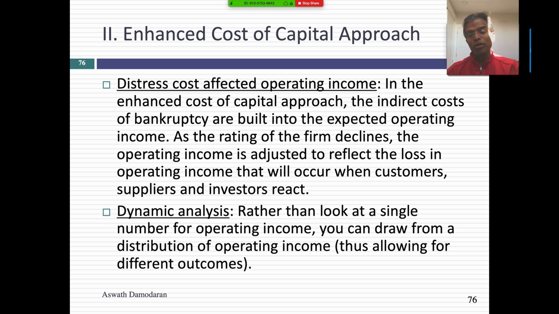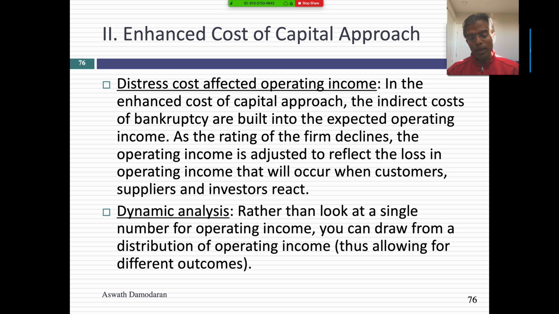Yes, there's an approach called the enhanced cost of capital approach. And there are two things you can do in the enhanced cost of capital approach. One is, instead of keeping the operating income fixed as the debt ratio changes and the rating changes, you can adjust the operating income to the rating. So as the rating decreases, maybe the operating income should get lower. So I'm going to bring that in.